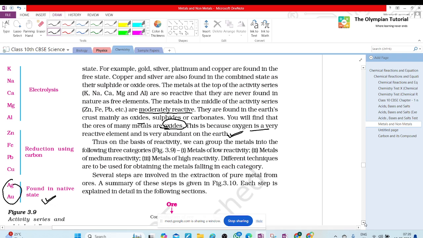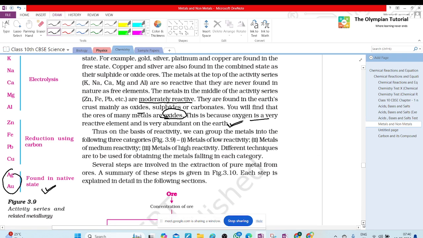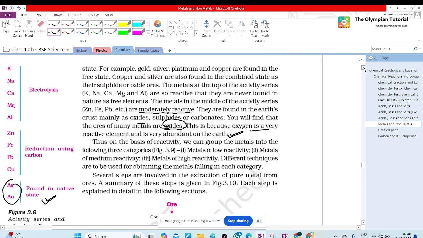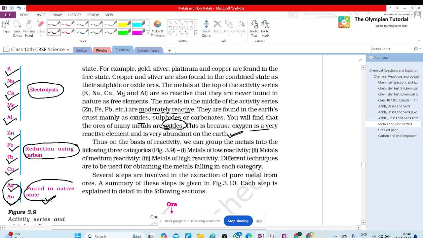Thus, on the basis of reactivity, we can group the metals into the following three categories: metals of low reactivity, metals of medium reactivity, and metals of high reactivity. Different techniques are to be used for obtaining the metals falling in each category. Here it is given potassium, sodium, calcium, magnesium, aluminium. These are by electrolysis. Zinc, iron, lead, copper. These are by reduction using carbon, and silver and gold are found in native state.